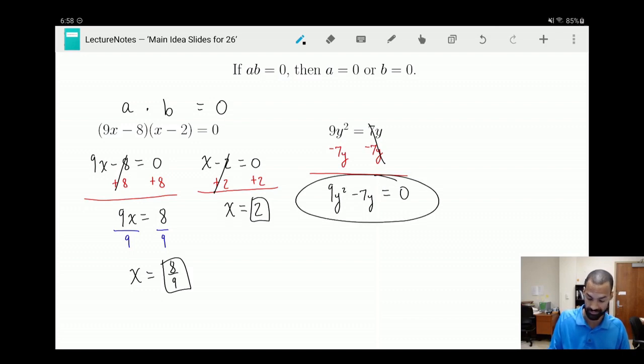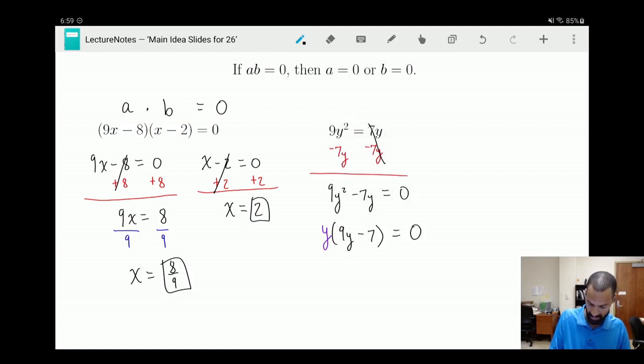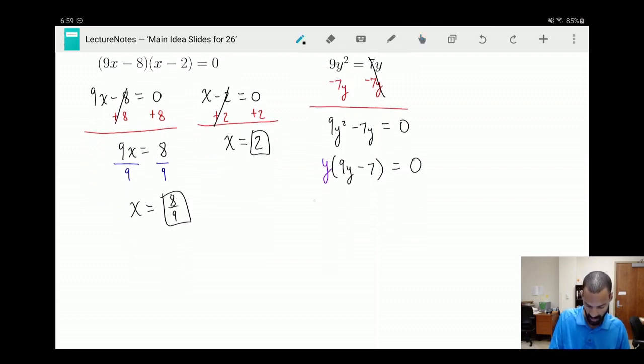Looking at it like this now, 9y squared minus 7y. They both have y in common, so I'm going to factor it out. Okay, y is a common factor. If I factored out y, I get 9y minus 7. Now, something times something equals 0. The zero product property applies. So, y equals 0, 9y minus 7 equals 0. This one's solved for us. Y is by itself, so we're in good shape here.